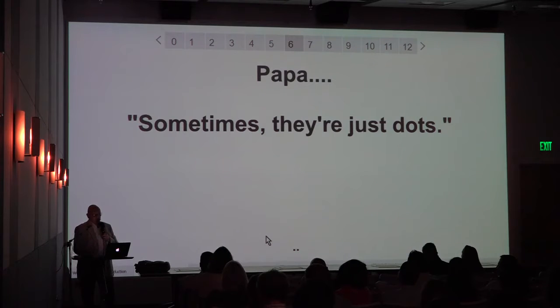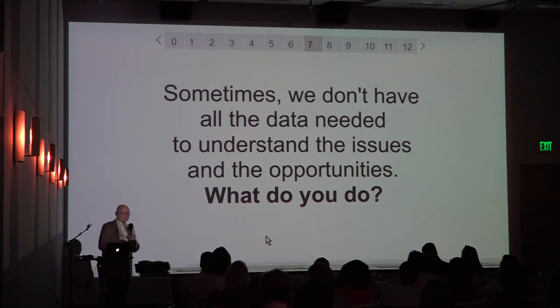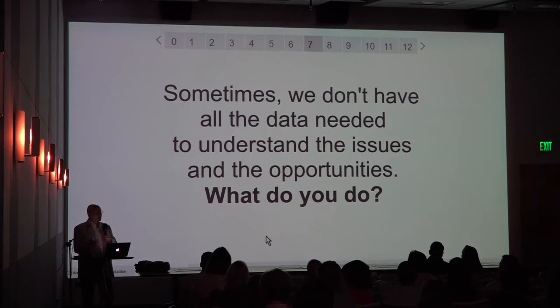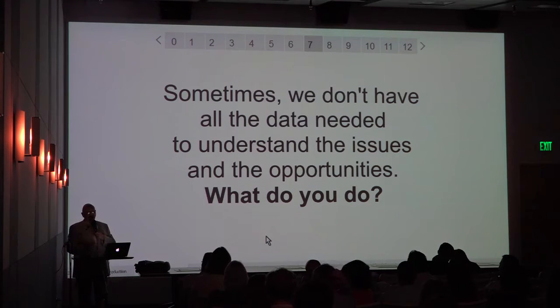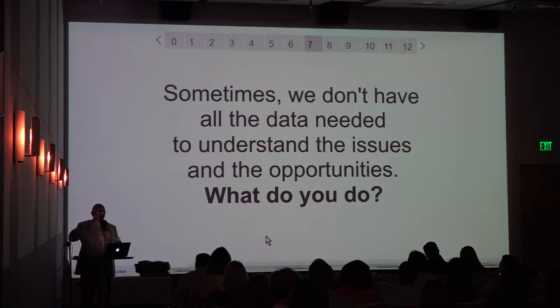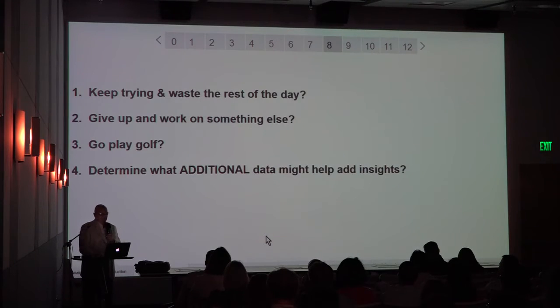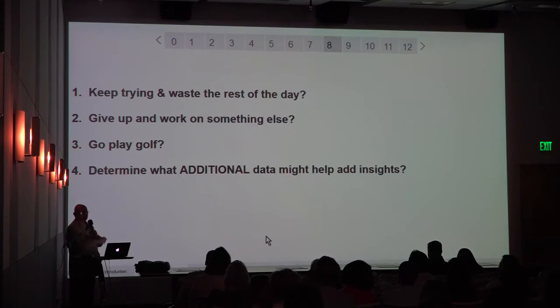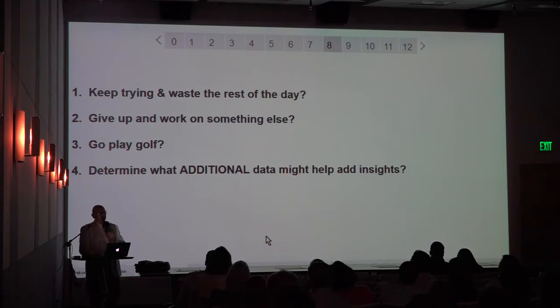How many times as analysts are we sitting there with some data? We're trying to find the issues, the opportunities, the anomalies. We're trying to do the predictive analytics. And everything we do is just another set of dots, another set of lines. The causal and influencing factors may not be there. What do we do? We can give up and keep going, waste our time. I usually do number 3. I had it at number 2, but when I said I usually do number 2, that didn't work. Or we can determine what additional data might add to some of the insights.